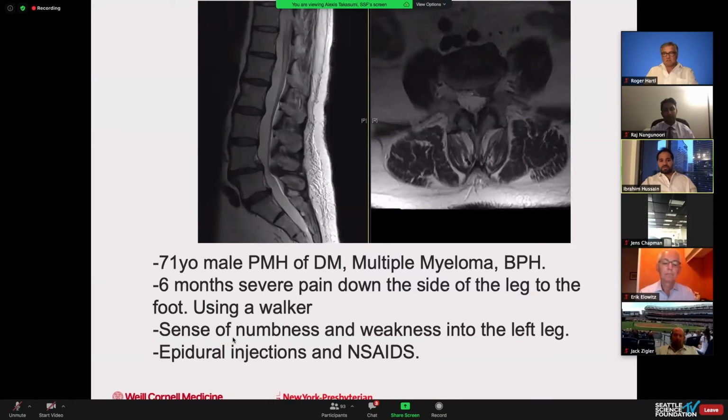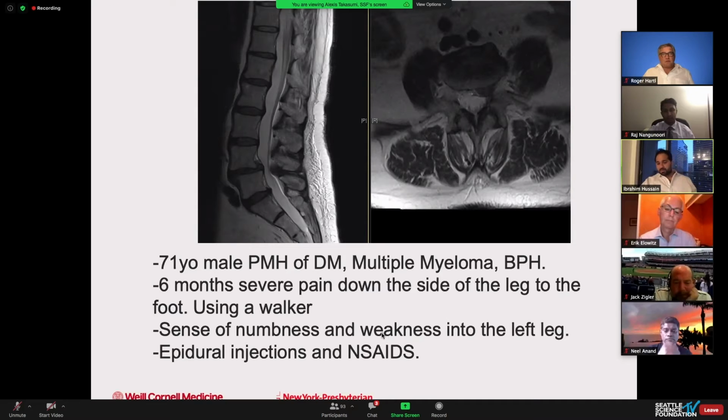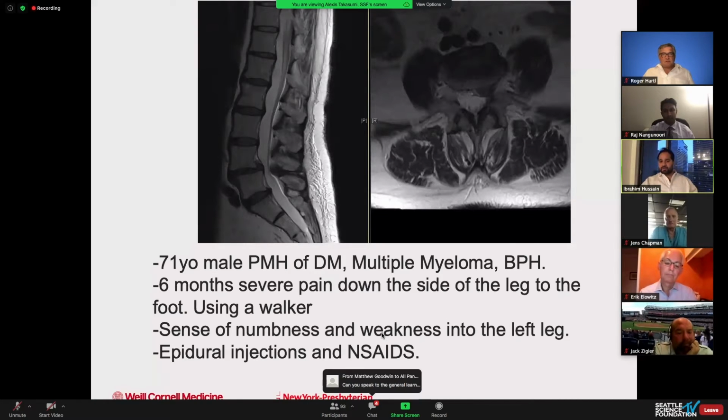I have a case presentation that I'd like to quickly present, and there's a short video attached with it. This is an example of a 71-year-old male who has extensive medical history, diabetes, multiple myeloma, BPH, and presented with 6 months of severe radicular pain down the side of the left leg, really in an L4 distribution, and it had gotten so severe that pretty much he was using a walker. He had a sense of numbness and some mild dorsiflexion weakness in the left leg as well. He had exhausted multiple conservative management measures: epidural steroid injections, PT, and NSAIDs.